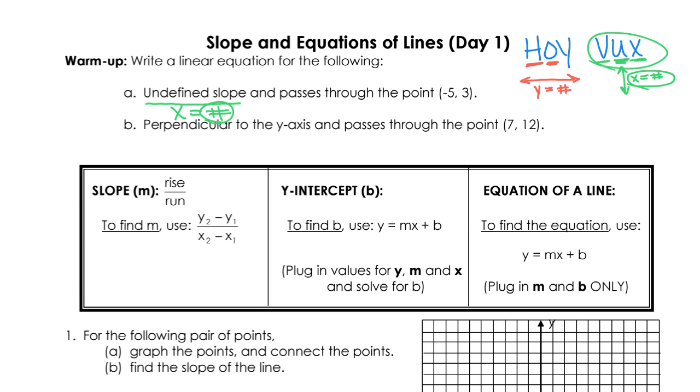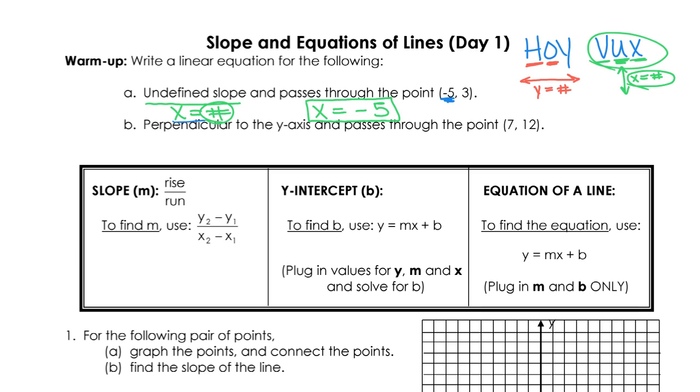So the cool thing is, because you know that it's x equals, you go to the point that it passes through and you look at the x coordinate and there's your number. So it's very, very simple. And all it is x equals -5. And that's the equation of a line that would have undefined slope and passes through the point -5, 3 on your graph. Okay. All right.